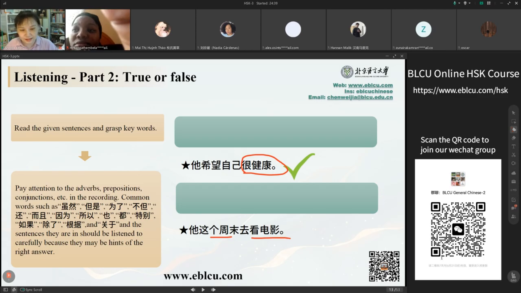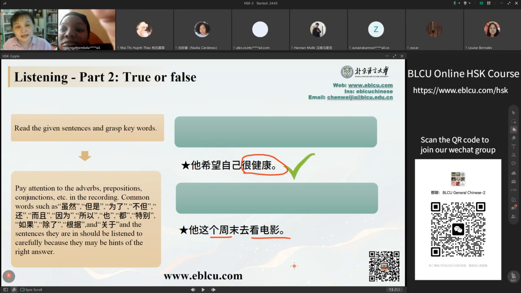Okay, I will read the sentence again. 这个周末有个重要的会议，所以不能和你一起去看那个电影了。对不起，下周怎么样？他这个周末去看电影。True or false?